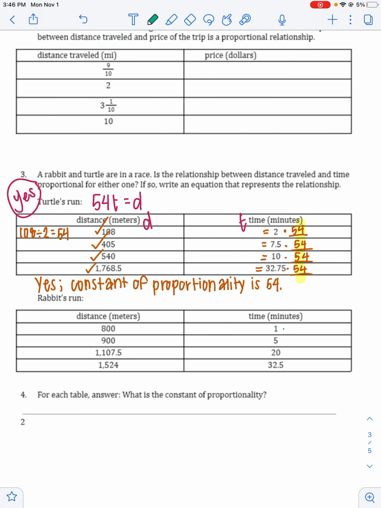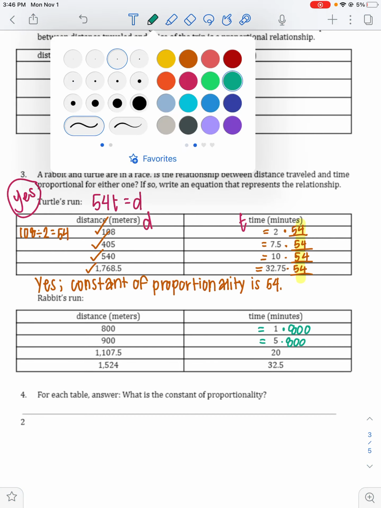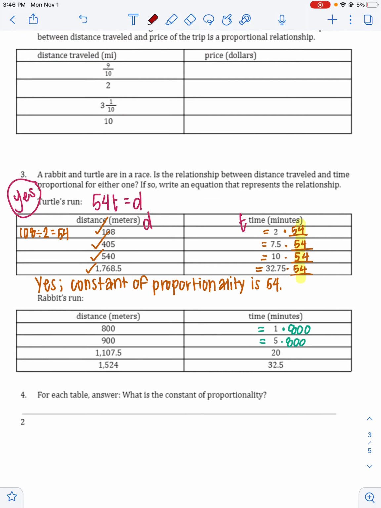Well, I know that 1 times 800 equals 800, but does 5 times 800 equal 900? Well, 5 times 800 is 400, so no, it does not, which means automatically, just right off the bat, I know that it is not a proportional relationship because there is no constant of proportionality. I can't multiply times the same number to move from right to left in the table. And if I had tried going from left to right instead of from right to left, I would have ended up with the same answer. There would still be no constant of proportionality.